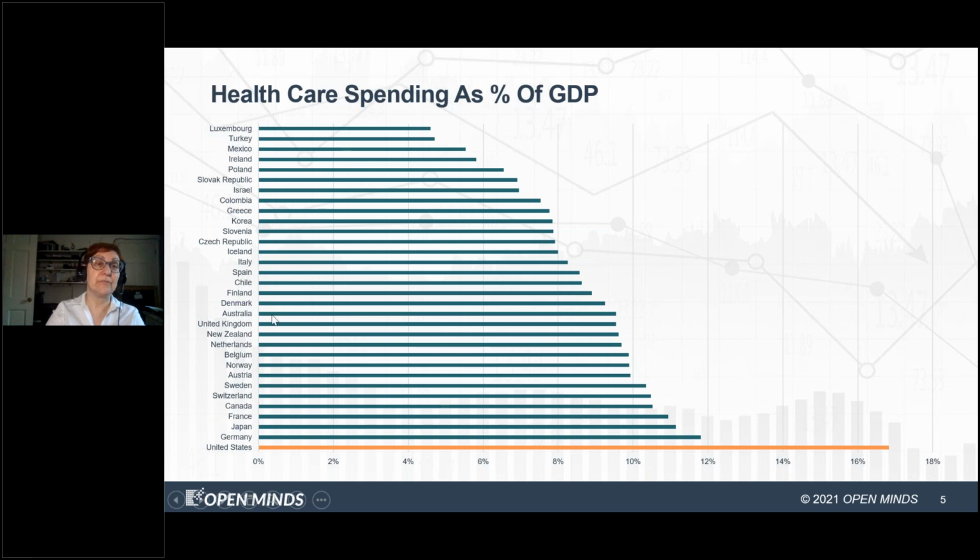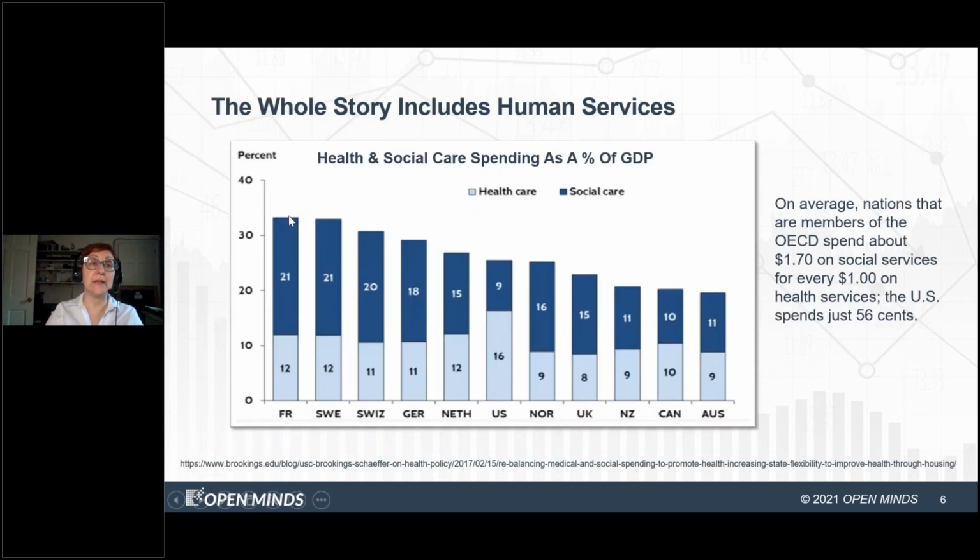Here's France. Let me find France. Here's France, and they're at around 11%. But when you look at France here, they're spending the highest percentage of their GDP on health and social services together, right? So it's, again, that construct of a whole person. This is not just the money spent directly on medical care. This is the money spent on a person.